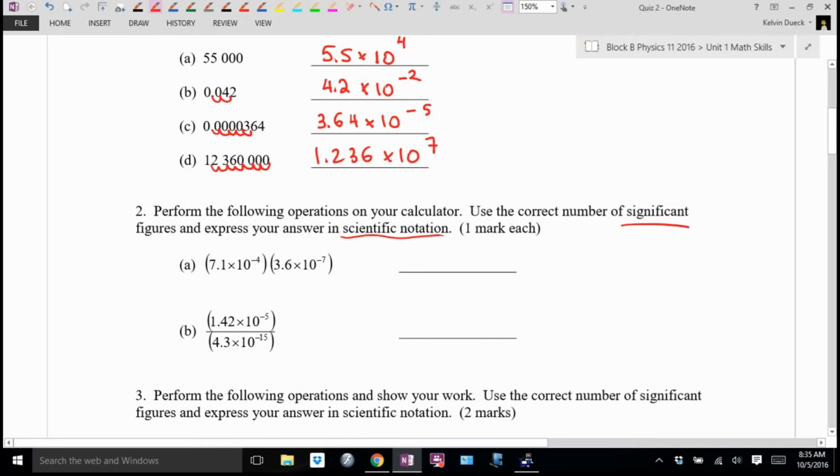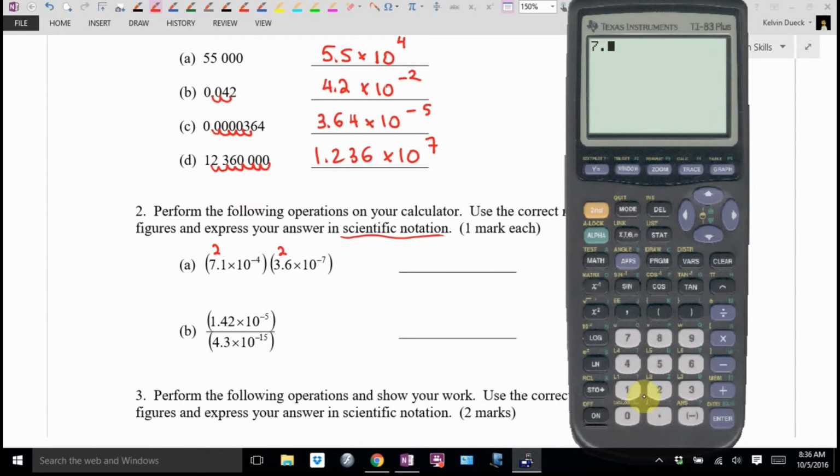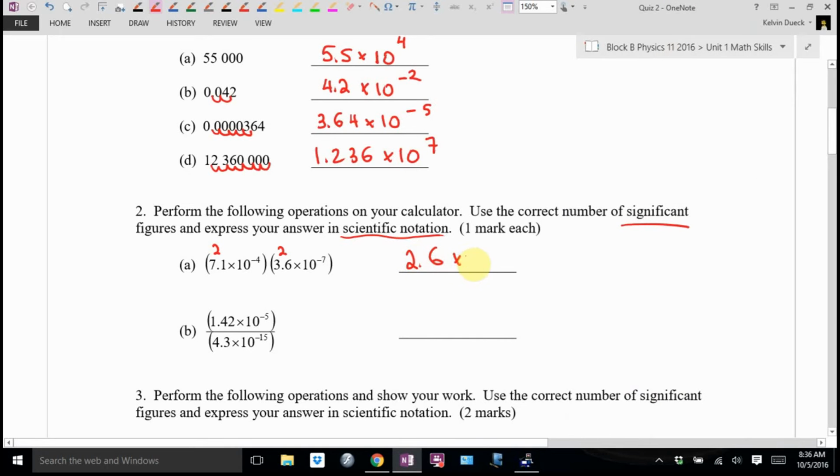Multiplying and dividing, that's the easier one. How many sig figs? 2. How many sig figs? 2. How many sig figs am I going to go to in my answer? 2. 7.1, scientific notation button -4 times 3.6, scientific notation button -7. I'm going to go to 2 sig figs. I'm going to round off on that 5. Is that 5 going to stay a 5 or become a 6? Because there's a 5 next to it. So 2.6 times 10 to the -10.